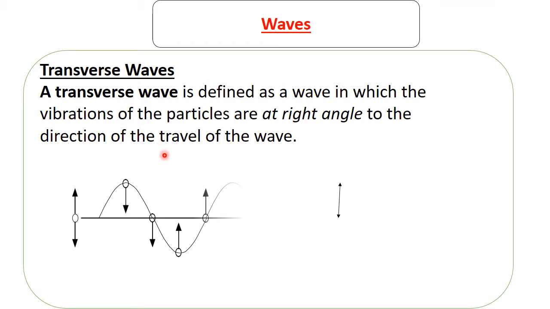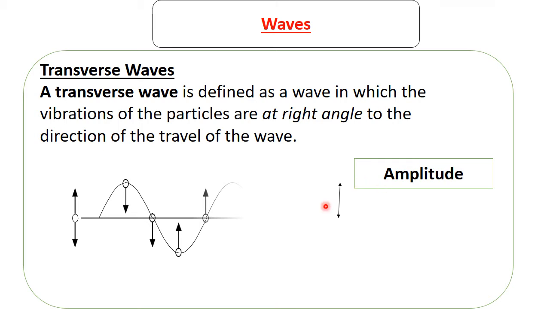A good example is water waves. So when you throw a stone on still water, then there will be ripples that are going to be created. So those movement of waters, you see them to move up, down, but they will be moving outside or away from the point where you have thrown. So the direction of the wave and the direction of the vibrations is at right angle. That's a transverse wave.